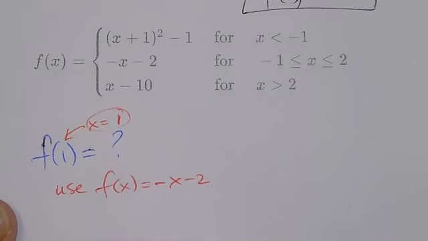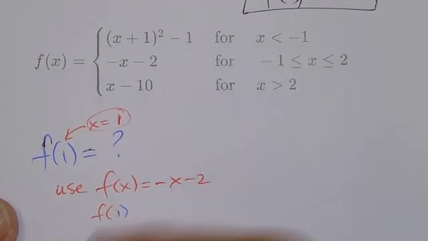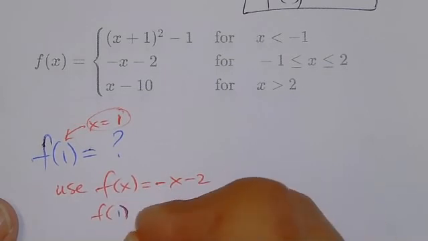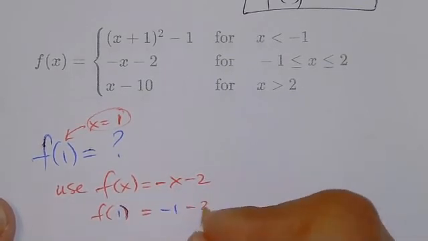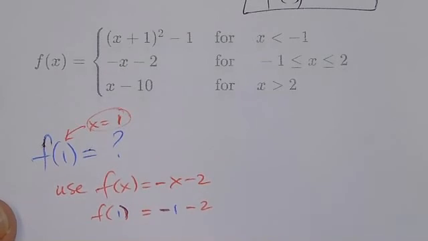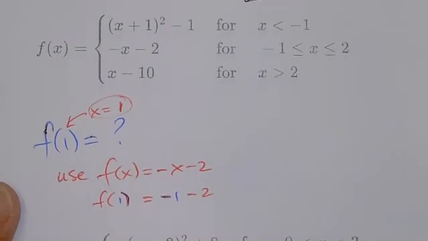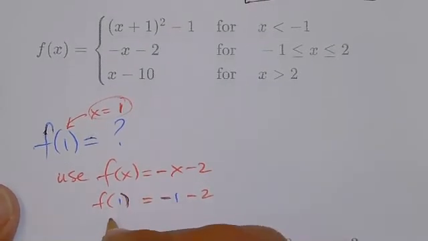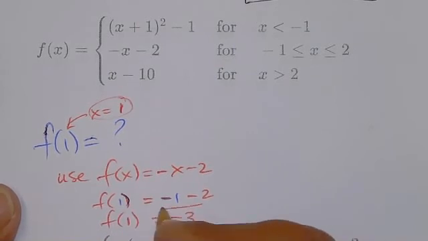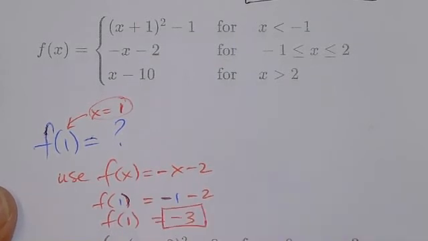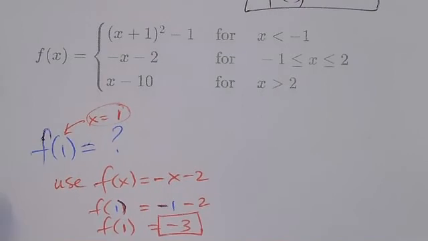And now we know which function to use. Well, for the x you put a 1, so that's f of 1. F of 1 is equal to what? -1 minus 2. What are we going to get for f of 1? F of 1 is equal to what? -3. We're good? We see it now?